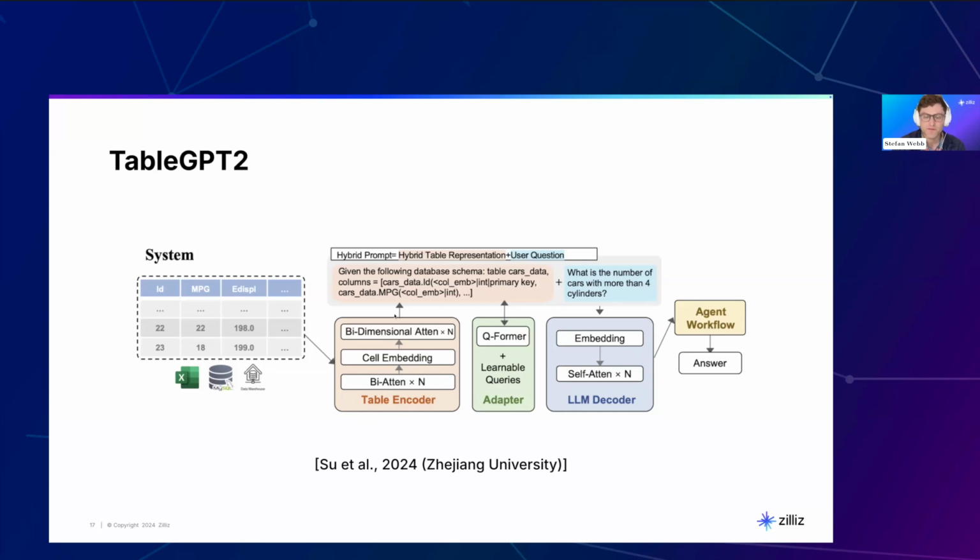So the table goes through there and is then output into some sort of representation for the Q-former. This Q-former is like a translator or an adapter. It can take the representation and turn it into one of a number of learnable queries. Combine that with the text prompt from the user to create this hybrid prompt, and then the hybrid prompt can go straight into the large language model decoder directly.